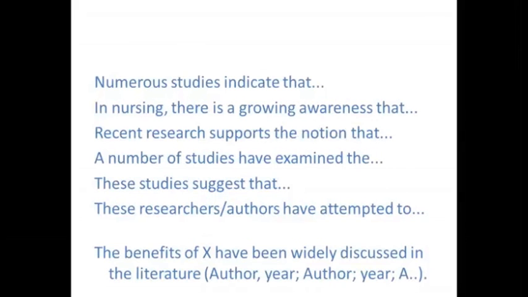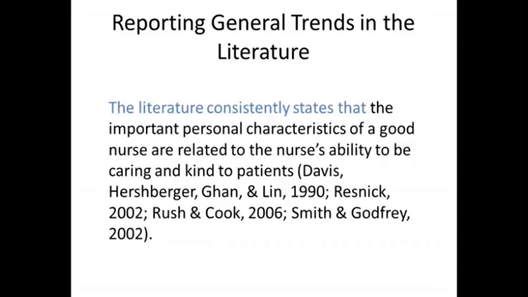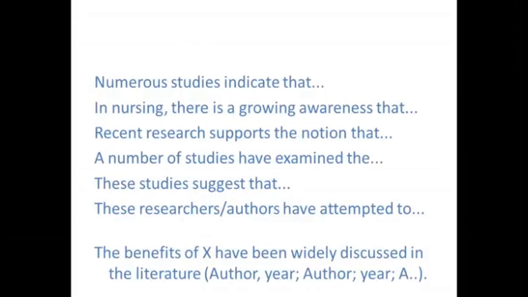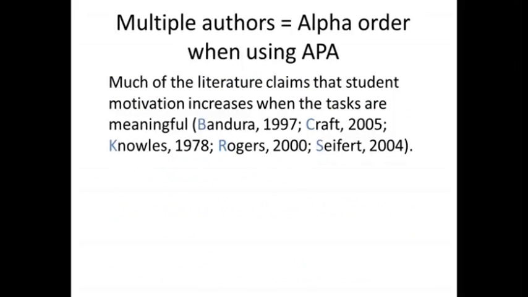Another way that we could indicate a general trend or something consistently found in the literature is by using these phrases in the place of the literature consistently states. In other words, any of these phrases might be substituted for the phrase at the beginning of this statement. I'd also like you to notice that when you are listing multiple sources, whether there's one author or several authors behind an idea, or stacking sources as some students call it, those sources should be listed in alphabetical order by the first letter of the first author's name, not in chronological order.